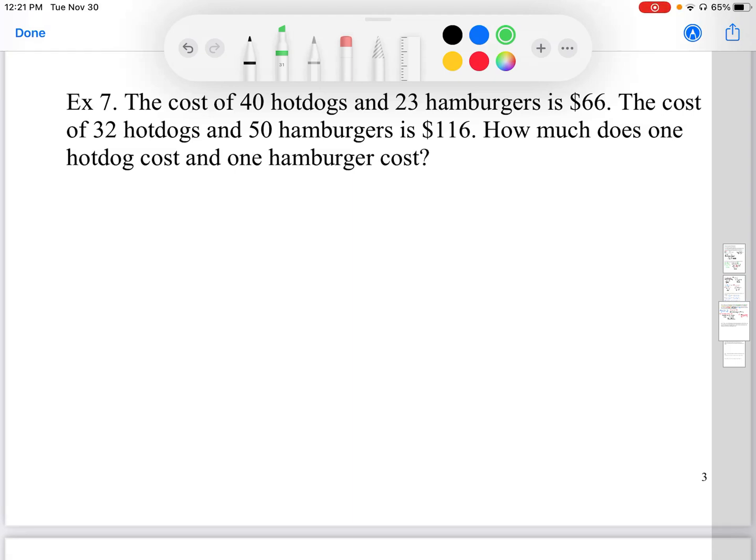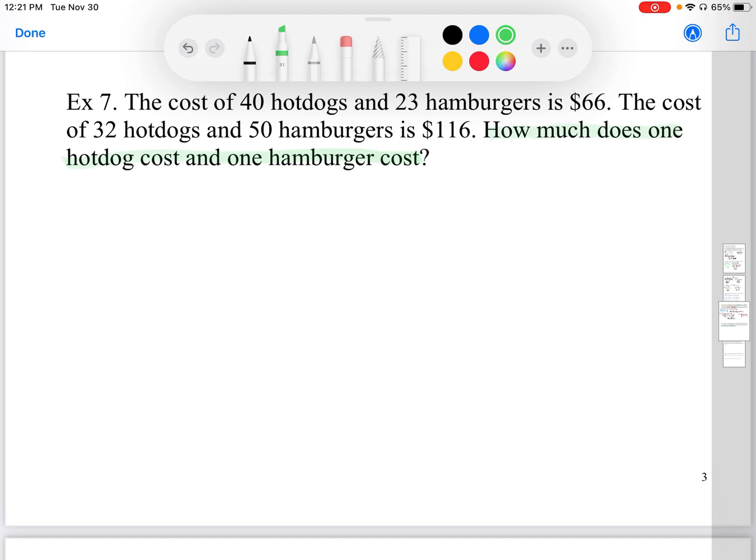When we do word problems, it's really good to focus on the last statement. So how much does one hot dog cost and one hamburger cost? Because that statement allows us to set our variables. So just keeping that in mind, I'm going to read the question.